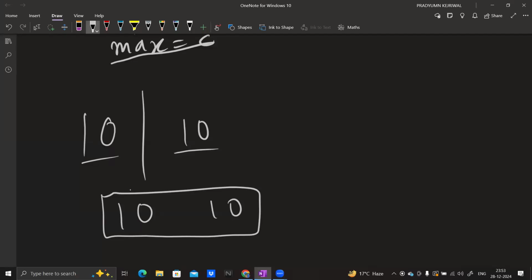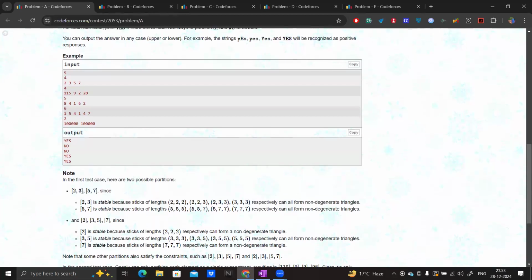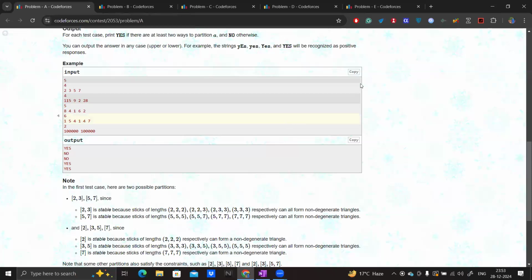Got it? Or do you have a problem with this? He is not replying, so I am assuming he got it. Okay, anyways, so let's see the code.